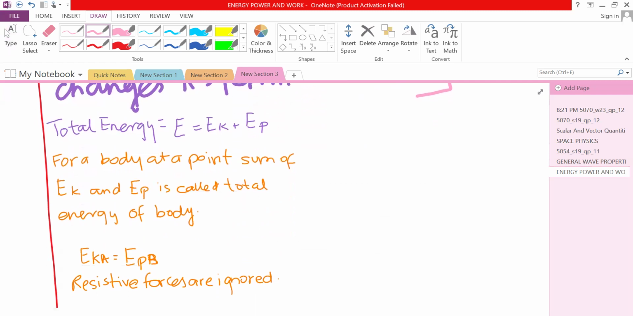According to this, the total energy ET equals EK, meaning kinetic energy, plus EP, which is potential energy. For a body at a point, the sum of kinetic and potential energy is called the total energy of the body. You should know this statement, and this is the equation.